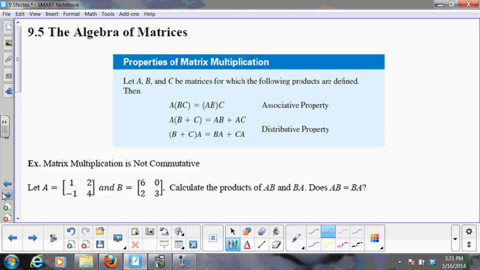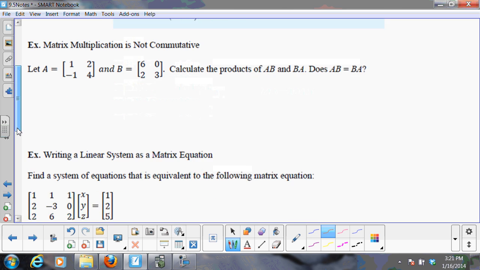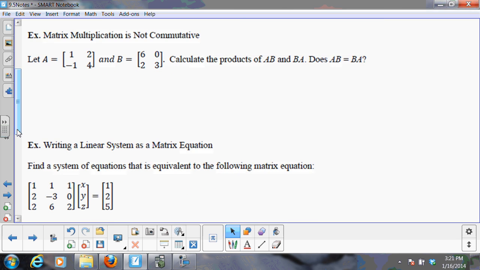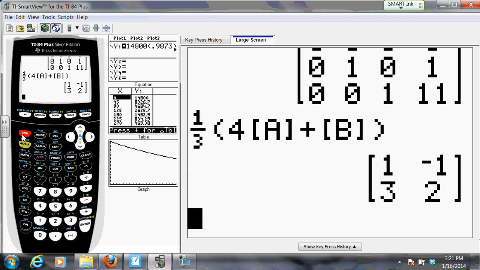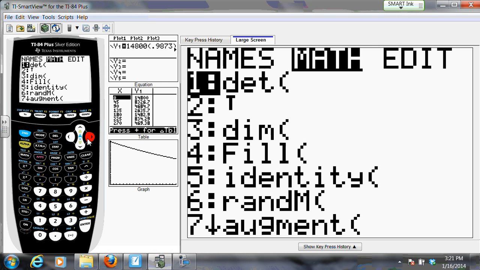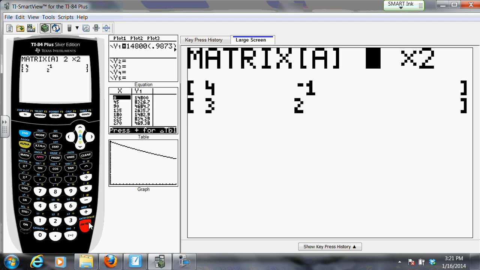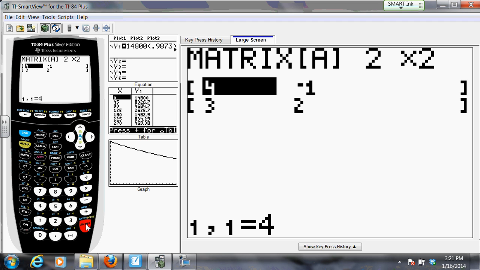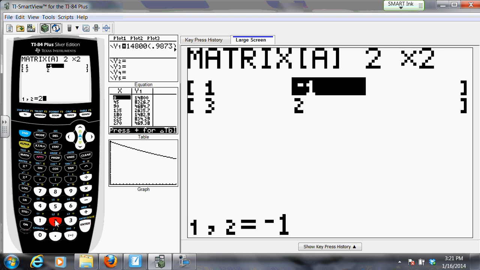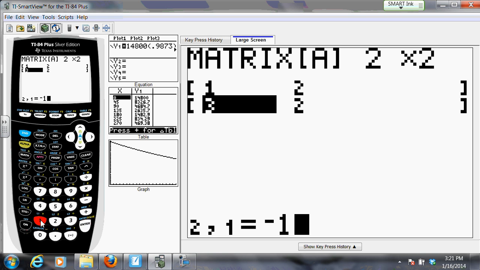Here are some properties of matrix multiplication. You can multiply in your calculator. So we're going to go ahead and put A and B in. So I'm going to go over to edit. It's a 2 by 2 still. 1, 2, negative 1, 4.